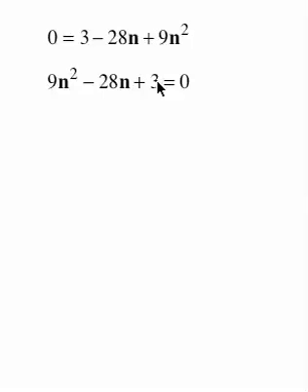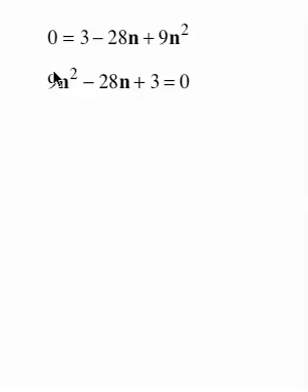Then we want to factor as we normally do. We look for a common factor first, and we don't have one. Okay. The next thing we do is we have a trinomial. Is it a perfect square trinomial? Okay, well, 9n squared is a perfect square. Is 3? No, unfortunately it's not.